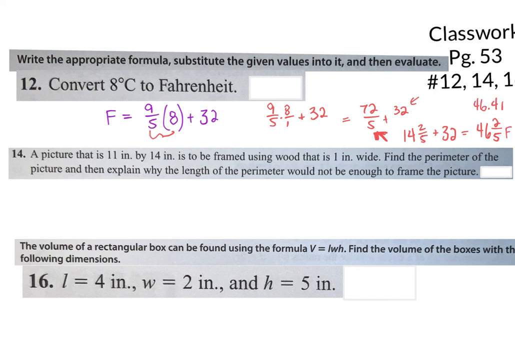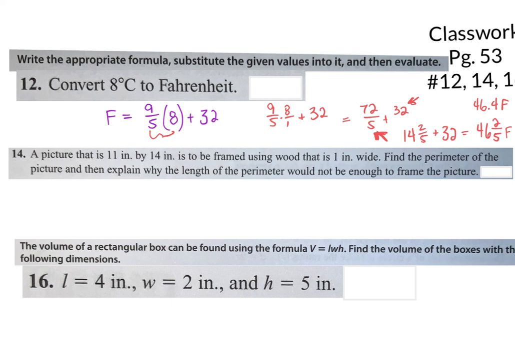Or you can change this one to over 5. And that just gives you a lot bigger numbers though. So if you do 32 and multiply it by 5, you're going to get 160 over 5. That's going to be much bigger to add and then change to a mixed number. Because you don't want to leave your degrees as an improper fraction. So for most cases, I would say an improper fraction is fine. But for degrees, you wouldn't want to say some crazy number over 5 degrees, because that just doesn't make sense. So 46.4 degrees. If I were to tell you to round it, you would say 46 degrees there.